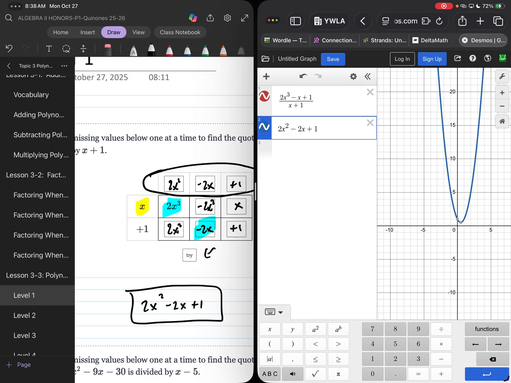So believe it or not, even though this might feel like multiplication or factoring like we just did, it is absolutely not. We are dividing, okay? All right, I'm going to do another one.